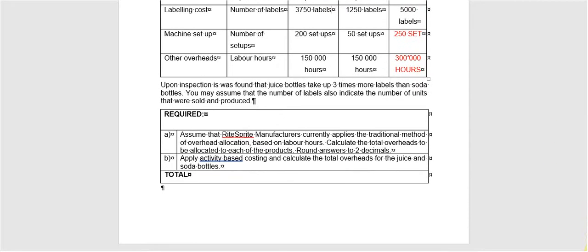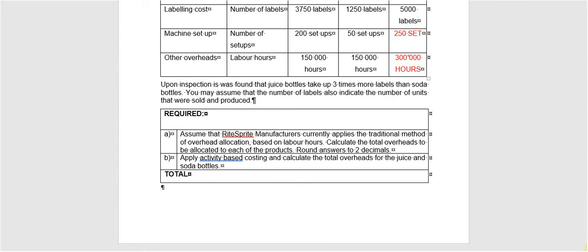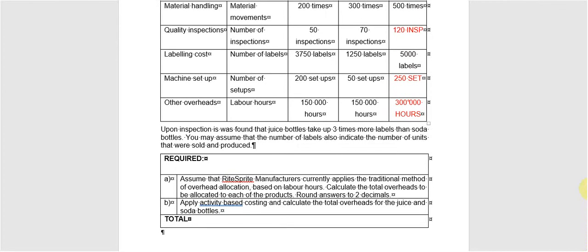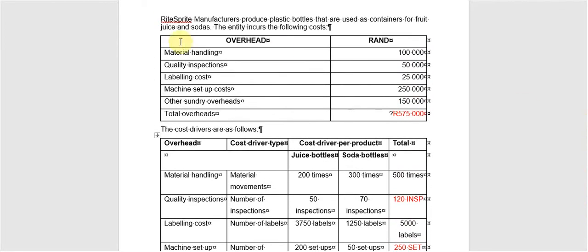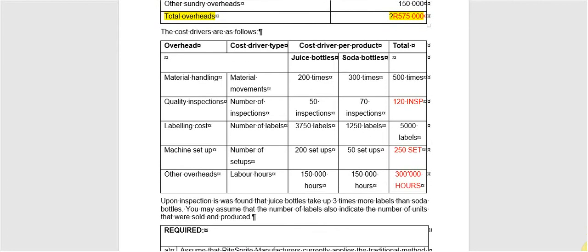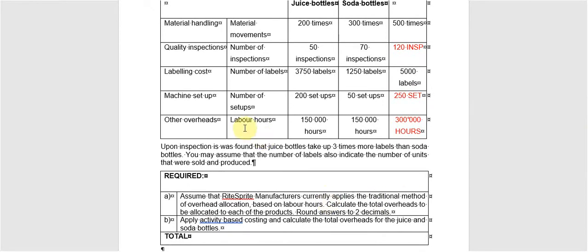In required number A, they say assume that Wright Sprite currently applies the traditional method based on the labor hours. Calculate the total overheads to be allocated to each of the products. Round your answers to 2 decimals. So we are asked in number A to do the traditional costing method. And again, I am going to just highlight the important information. So I will need the total overheads for traditional. So that one I'm going to highlight in yellow. And then I've been told that the labor hours need to be used as the cost driver. So that information will also be very, very important for my purpose.